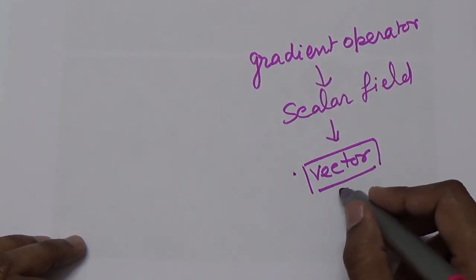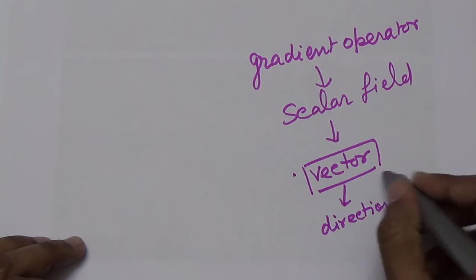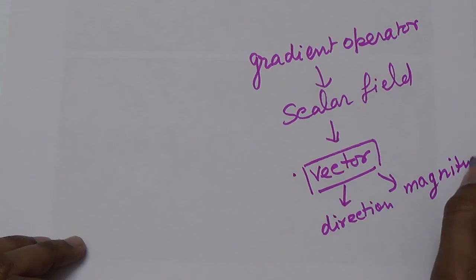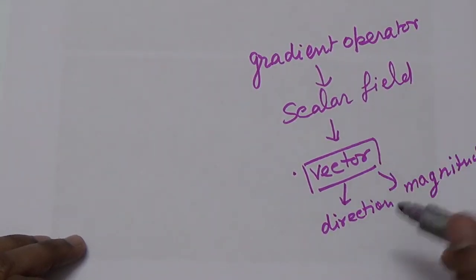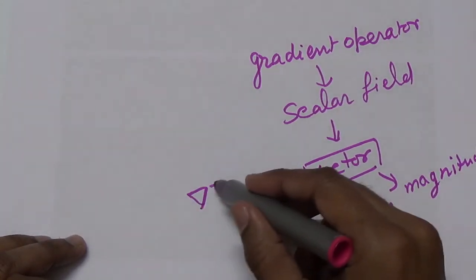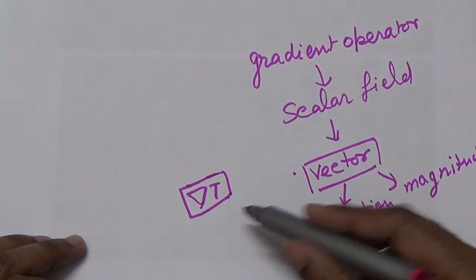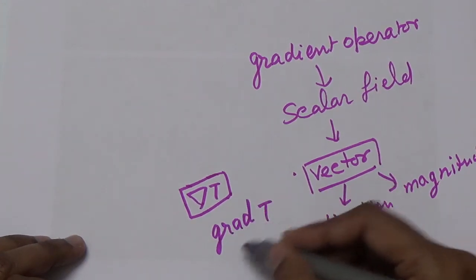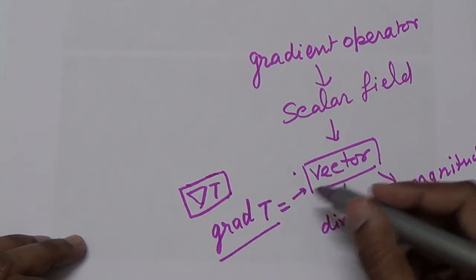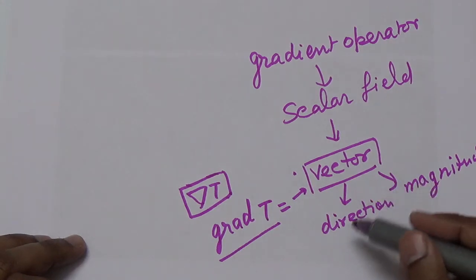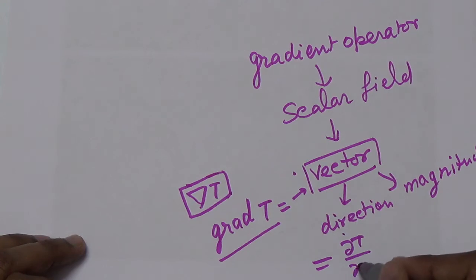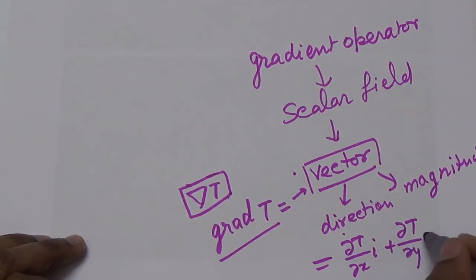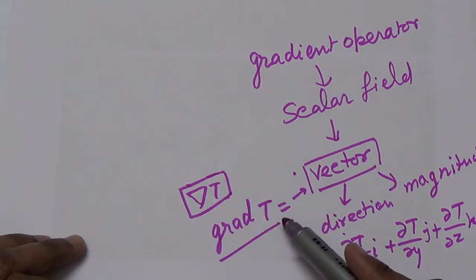Now, we know that a vector has direction and magnitude. So what information do we extract from the gradient operator when it operates on the scalar field? Del T, this is the form of the gradient operator, or you can write gradient of T. The result of this operation is a vector, which becomes del T upon del x i plus del T upon del y j plus del T upon del z k. So this is a vector quantity.